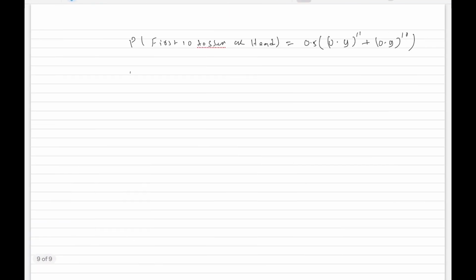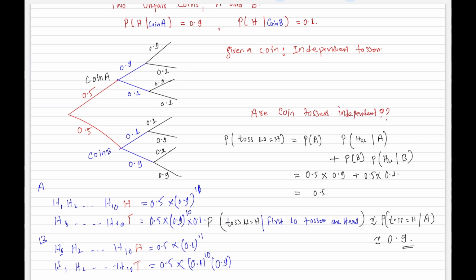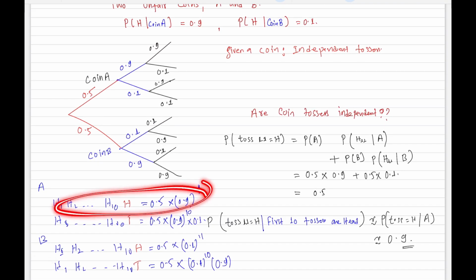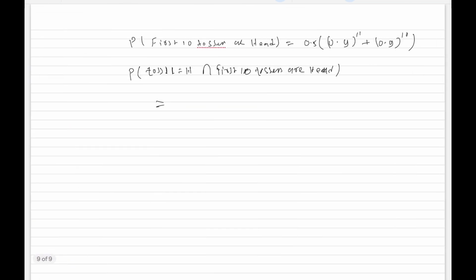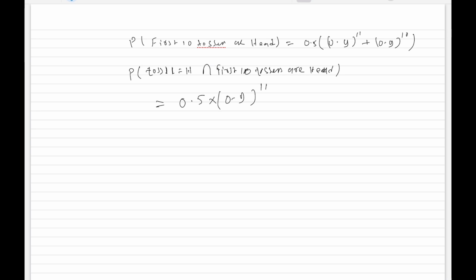So probability that toss 11 is head and first 10 tosses are head, right? So what will be this probability? So look, the 11th toss should be head, which means which event will favor this? Only these two, this one and this one. This one is very small, so we can just eliminate it, meaning we only write this. That means 0.5 into 0.9 to the power 11, right?